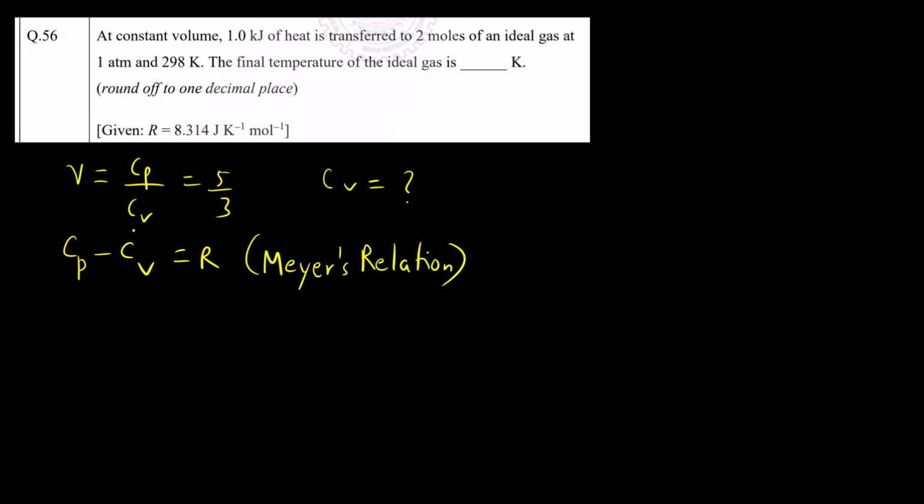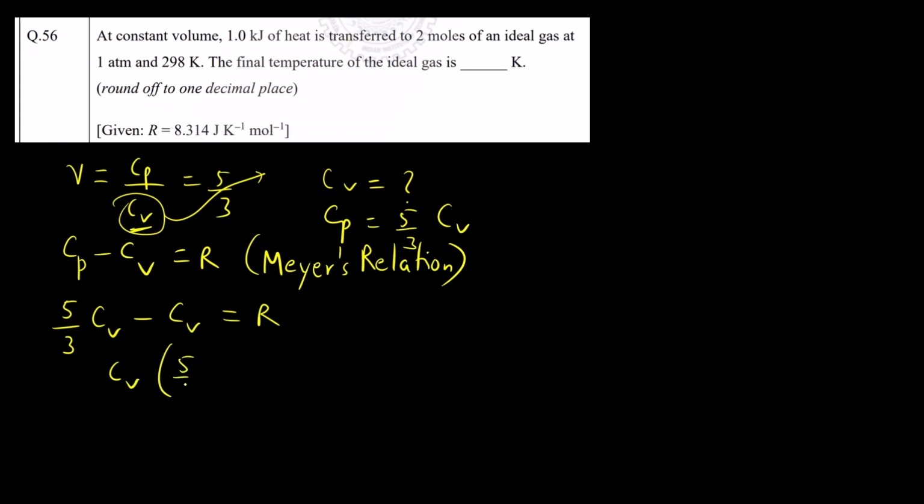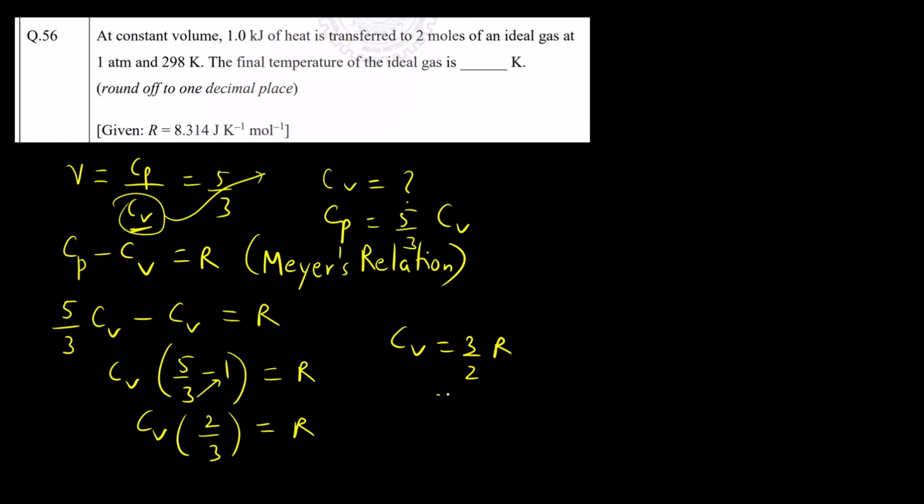Now what can we do? We want Cv, we don't want Cp. So I can write Cp is equal to 5 by 3 times Cv. I've just brought Cv to the other side. So 5 by 3 into Cv minus Cv is equal to R. Taking Cv common, 5 by 3 minus 1 is equal to R. Cross multiply, 5 minus 3, 2 by 3, times Cv is equal to R. So Cv is 3 by 2 R, or I can write it as 1.5 R.